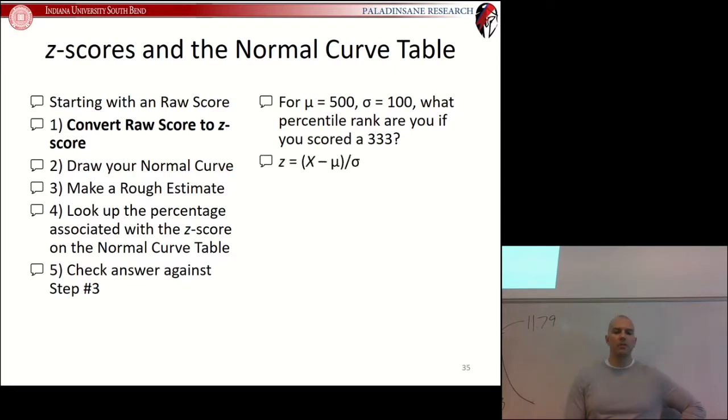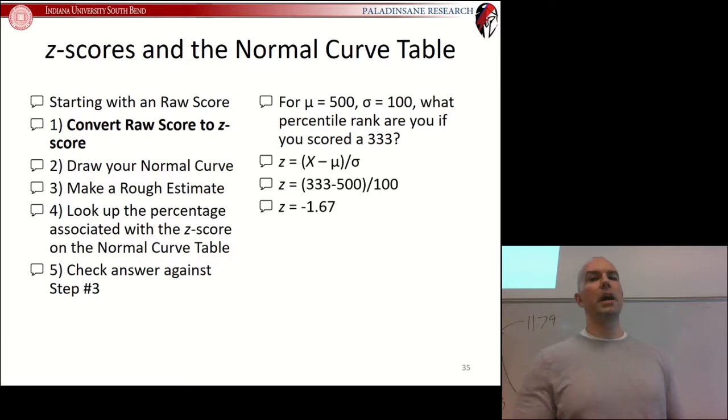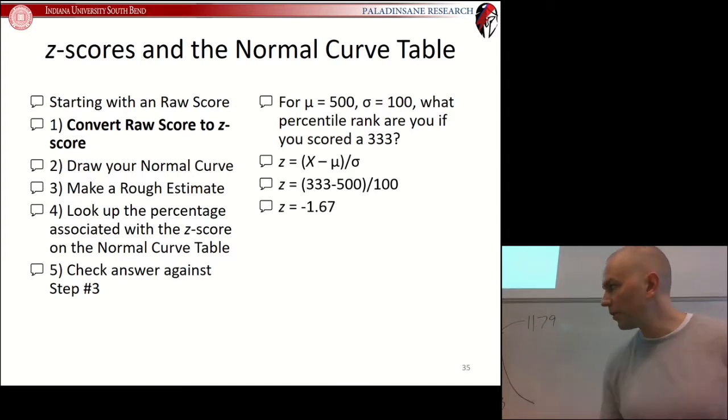So we use the formula for converting a raw score to a z-score. We have the score minus the mean divided by the standard deviation. We plug in our values, 333 minus 500, divided by 100, and we end up with a z-score of minus 1.67. So that's our z-score. That's step one. We have a z-score of minus 1.67. Let me just write that down.